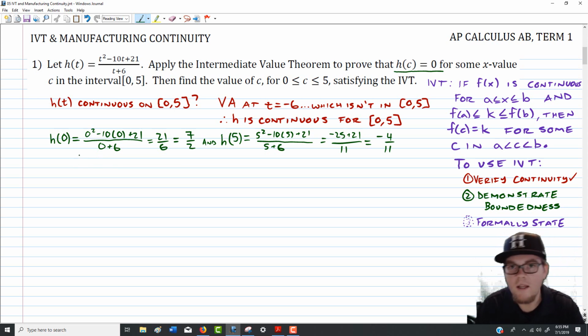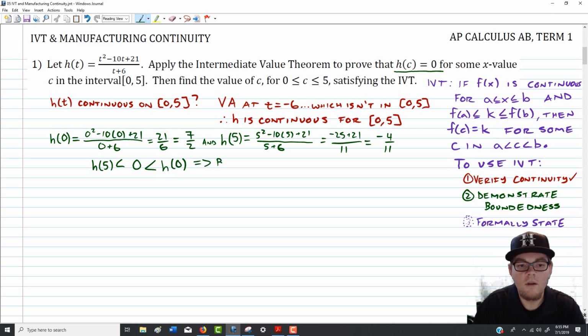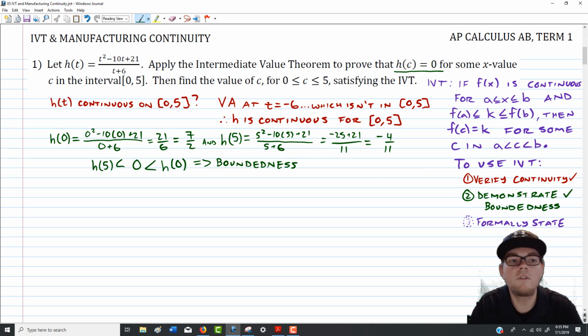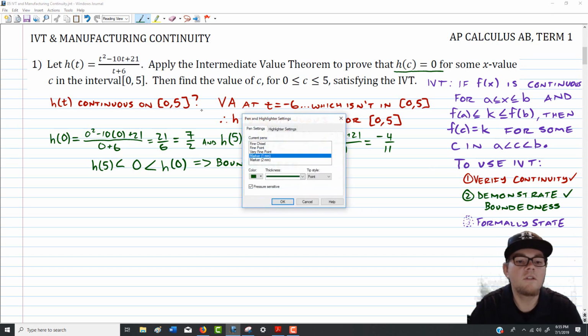Because what we just showed, and again, I'm going to write this once and then erase it, but bear with me, is that h of 5 is less than 0, which is the y value that we're looking for, is less than h of 0. So that means that we've just shown boundedness. So not only do we have continuity, we also have boundedness. So that means the second step is required. We've shown everything we needed to, everything is good to go.